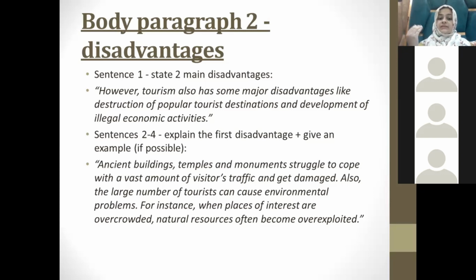Okay, Asian buildings, temples and monuments struggle to cope with a vast amount of visitors and traffic, and get damaged. This happens in many countries. Also, the large number of tourists can cause environmental problems. For example, when people go on a spiritual visit in other countries where there are some shrines, some tombs, and because of the traffic of those tourists, mishaps occur.